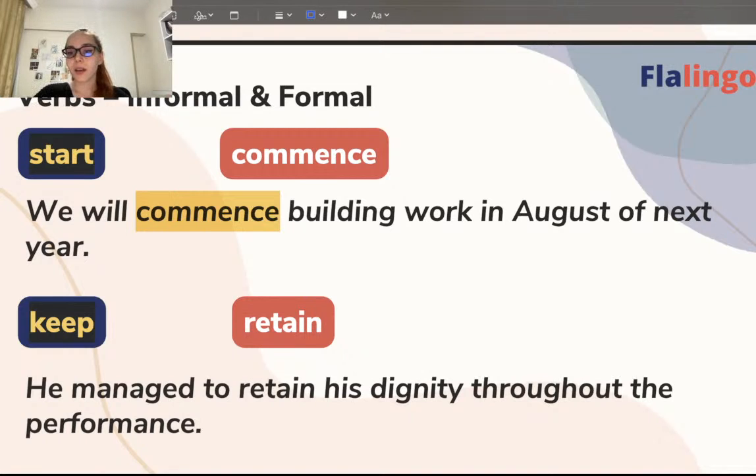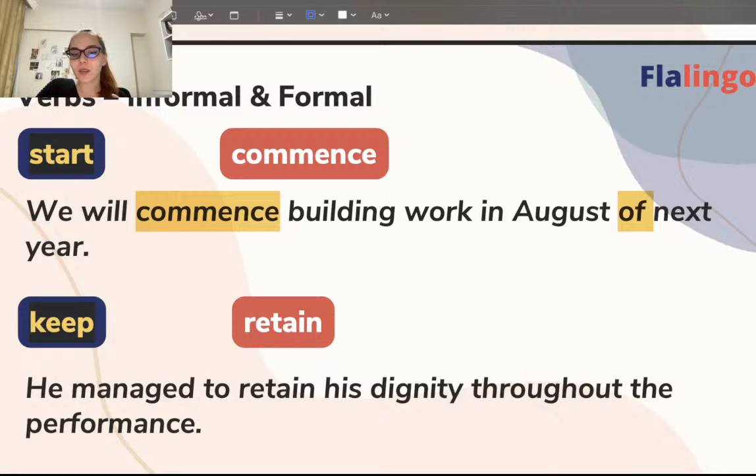We can say that, but here I'm also using "of next year" and "building work." I'm not only saying we will build something, because that would be A2 or B1 level of English, but here I'm using lots of different alternatives to sound more professional and sound more native. So we will commence, it means start. And keep, keeping something, it's the same meaning as keep, or retaining.